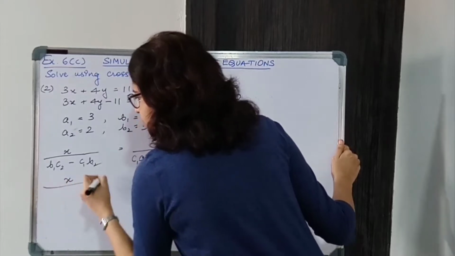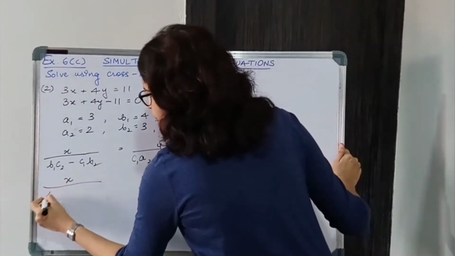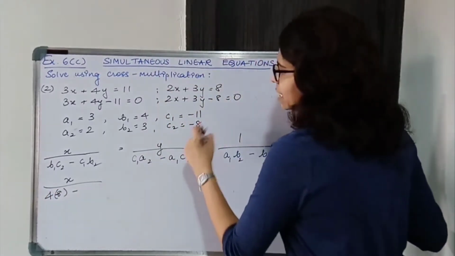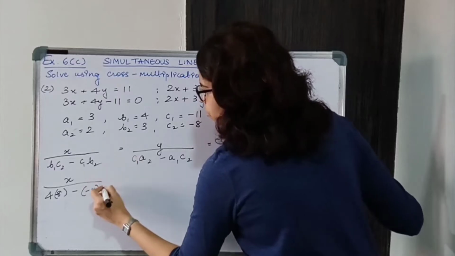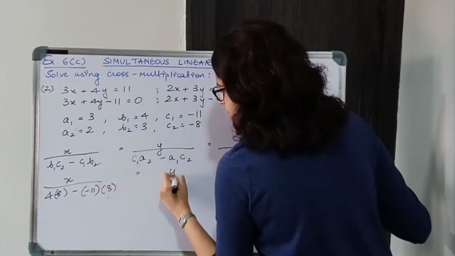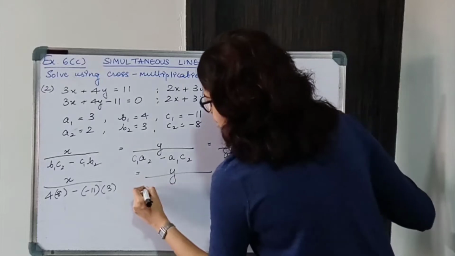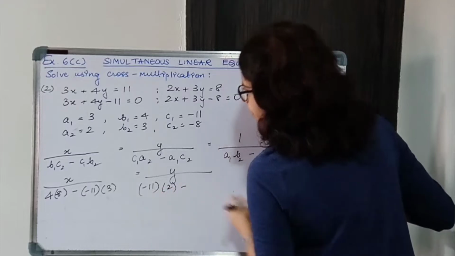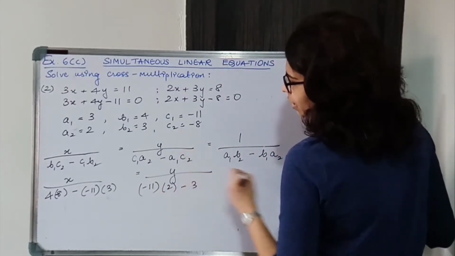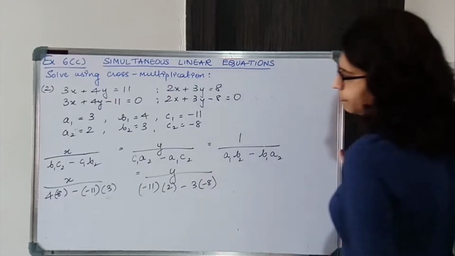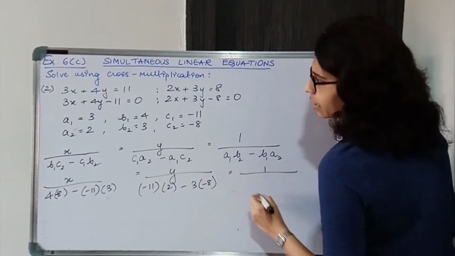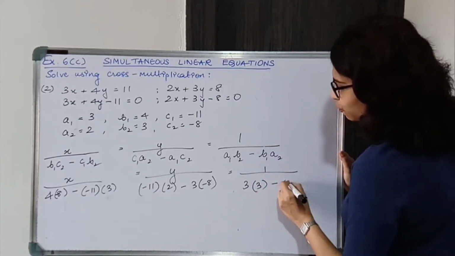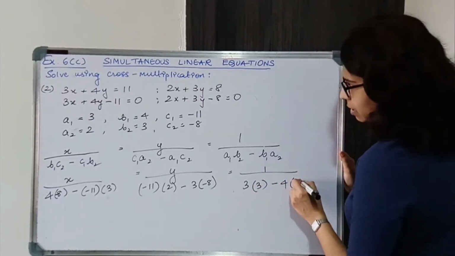Now substitute the values. b1 is 4, c2 is minus 8, minus c1 is minus 11, and b2 is 3 is equal to y upon c1 is minus 11 and a2 is 2 minus a1 is 3 and c2 is minus 8. a1 is 3, b2 is 3, and b1 is 4, a2 is 2.